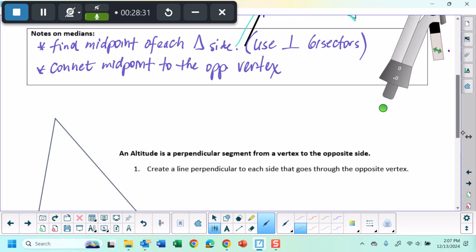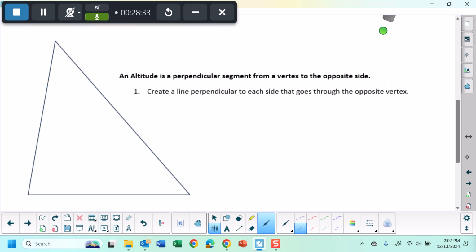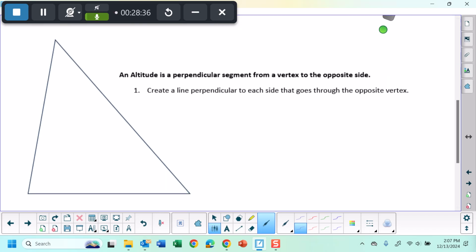Our next triangle side that we're going to make is called an altitude. An altitude is a perpendicular segment from the vertex to the opposite side. So I want you to think about a perpendicular bisector. The hint is in the name, right? It's perpendicular and it bisects.